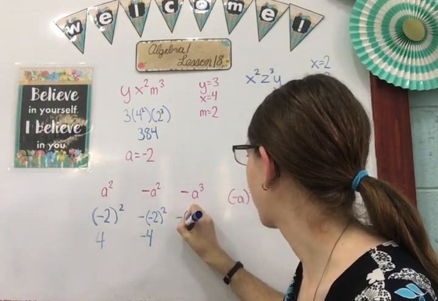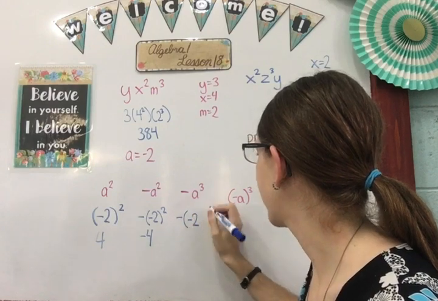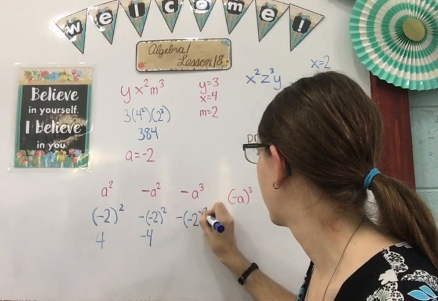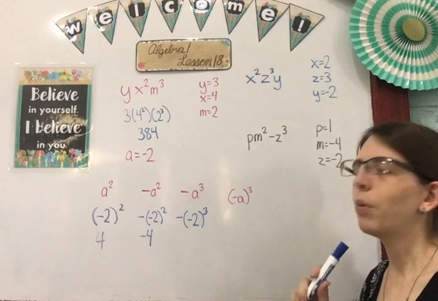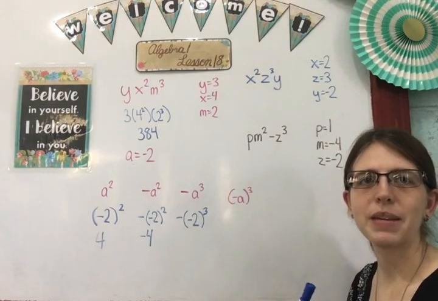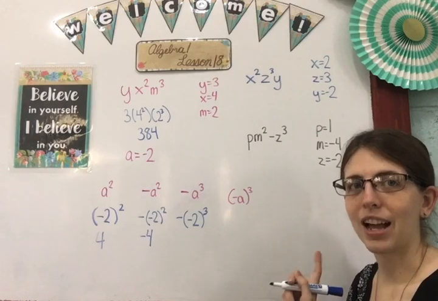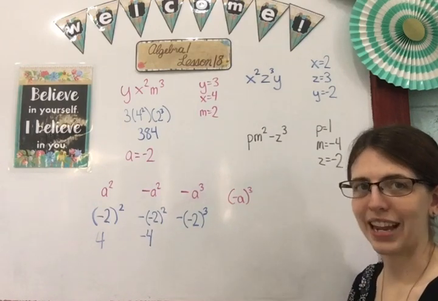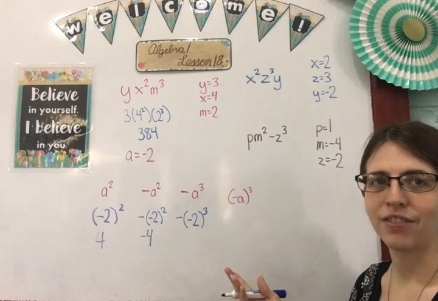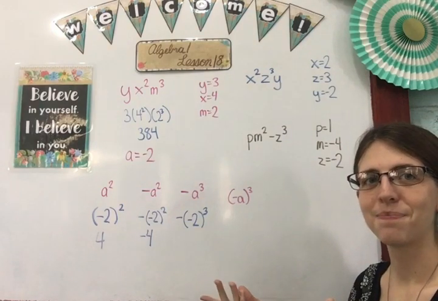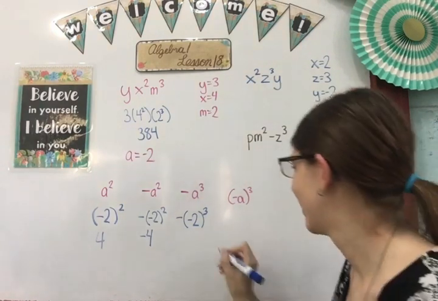Now I have the opposite of a cubed. So that's the opposite of negative 2 cubed. Well, what's negative 2 cubed? That would be negative 2 times negative 2, which is positive 4, times negative 2, which is negative 8. It's the opposite of negative 8, so that would be positive 8.